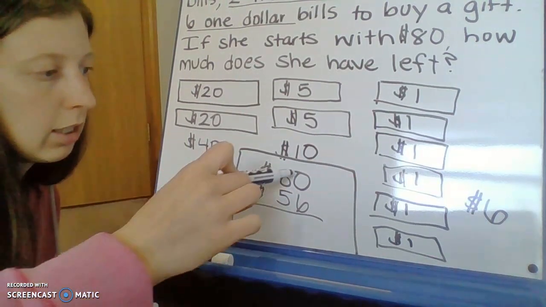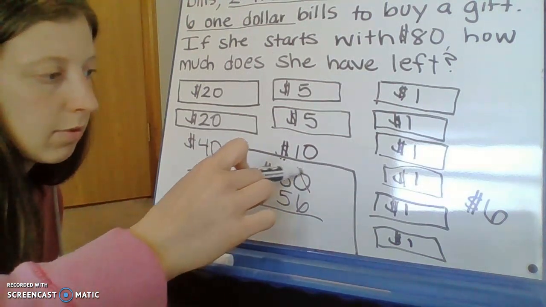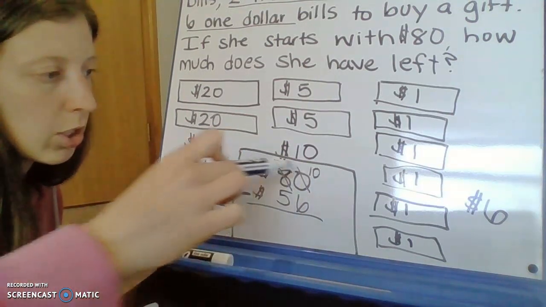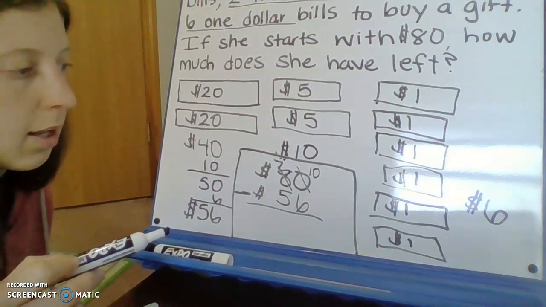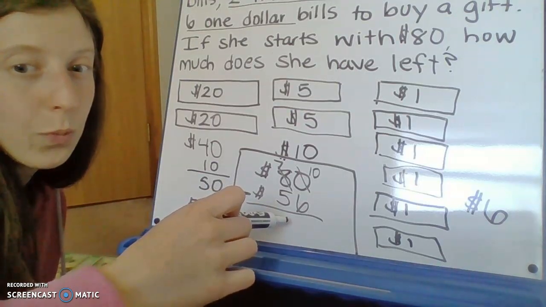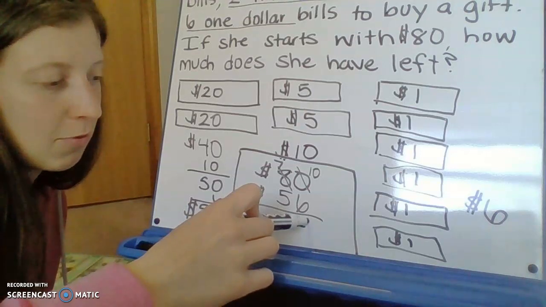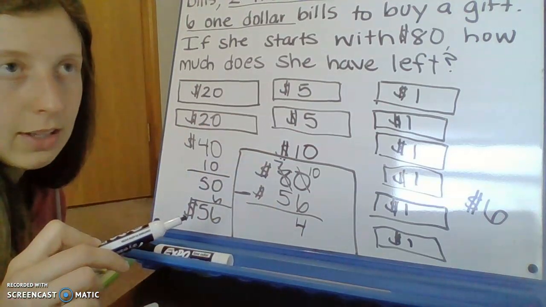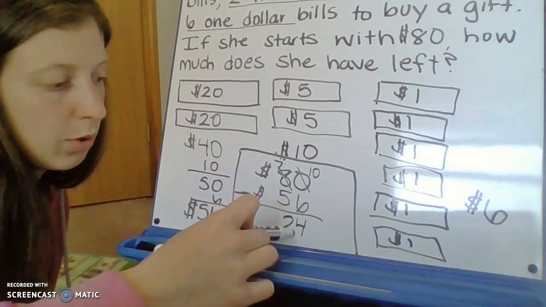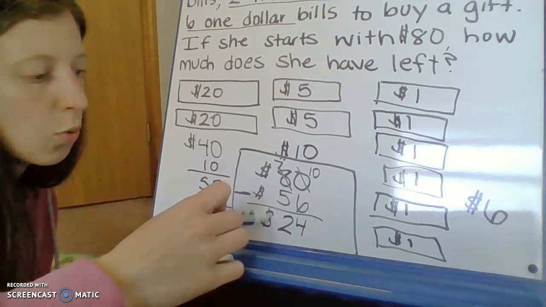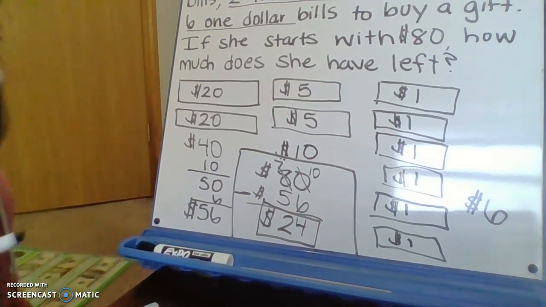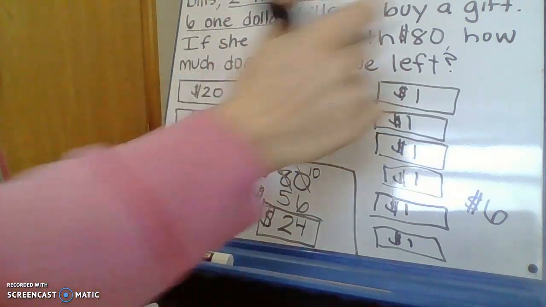Now, you can't take 6 away from 0, so you have to go to your neighbor, unbundle. That turns into a 7. 0 will turn into a 10. 6 minus 10 is going to give you, just giving you that think time, 4. And 7 minus 5 is going to give you 2. So she has $24 left.